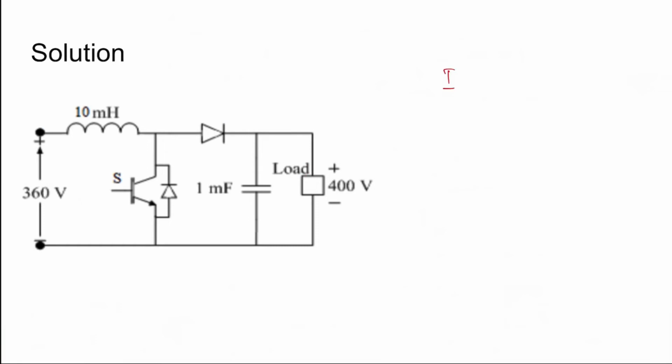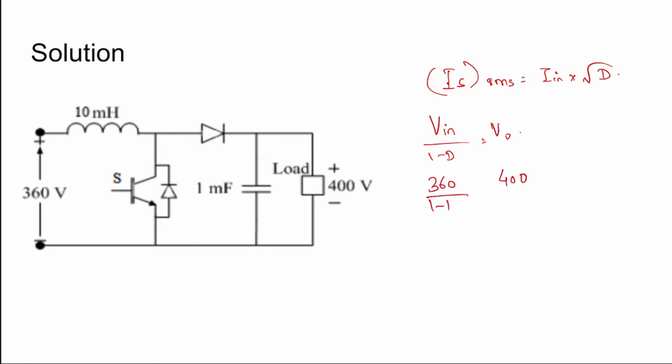So coming to the solution, I switch RMS equals I input into root D. Now how to find out the duty ratio? Duty ratio, I told you, Vin by 1 minus delta equals V out. So V out is 400, Vin is 360 divided by 1 minus delta, so delta is 0.1.